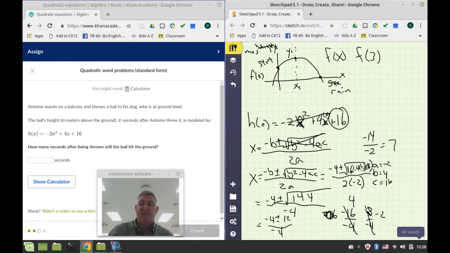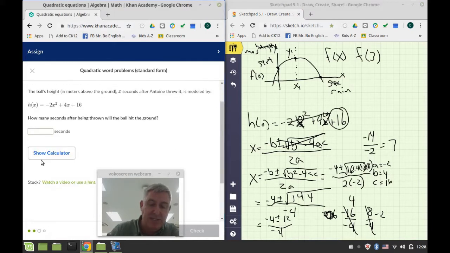So how many seconds after being thrown will the ball hit the ground? Well, it's not going to hit the ground at negative 2 seconds. It's going to hit the ground at 4 seconds.